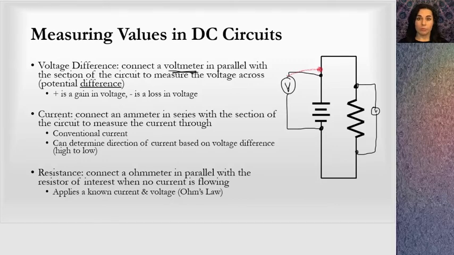The black probe is typically ground. And so when you have ground, you would measure that as 0 volts. And so the red, when you measure the voltage difference over here, you would get a positive whatever it is. Positive, let's say 9 volts. That's a 9-volt battery. You would get positive 9 volts.